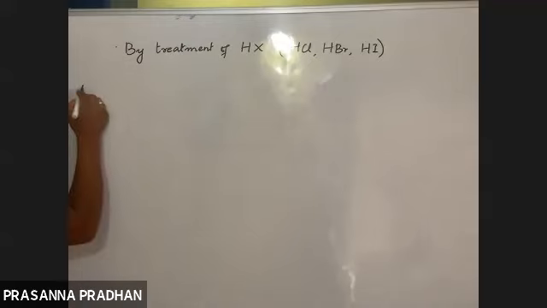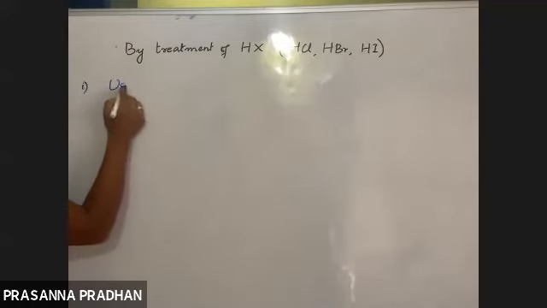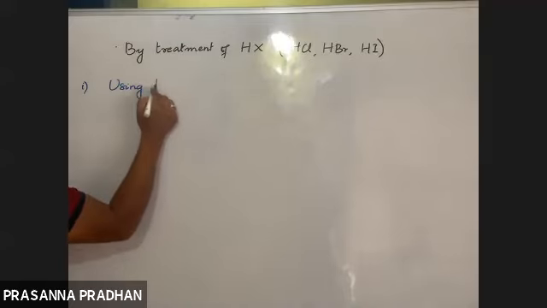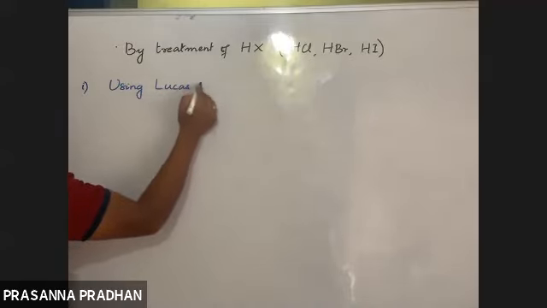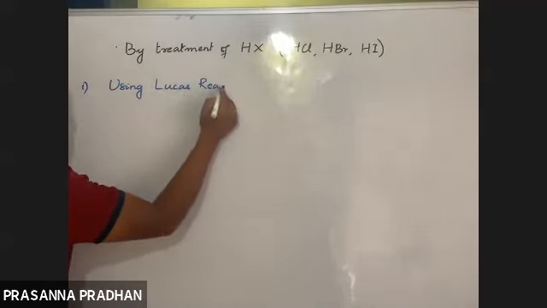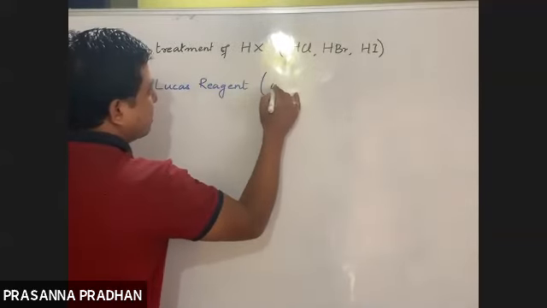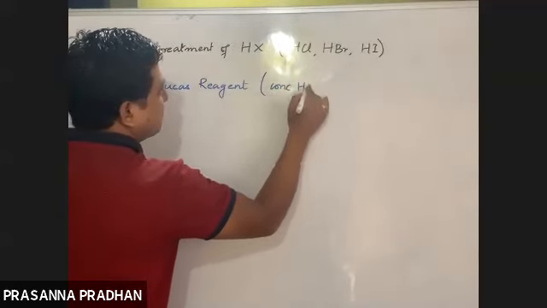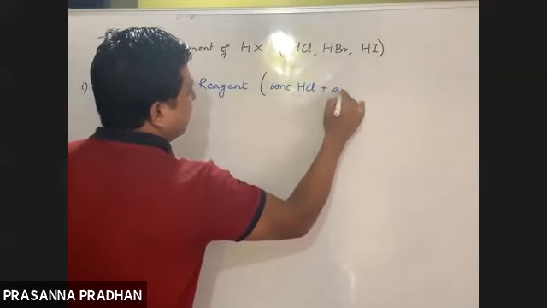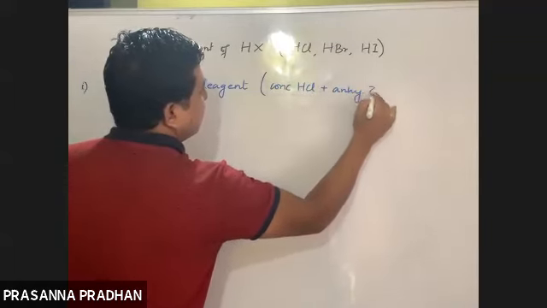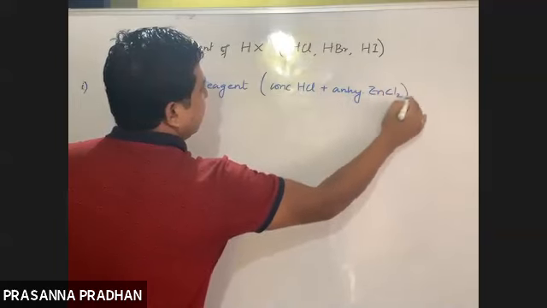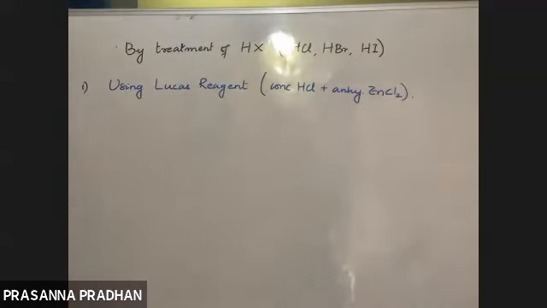Number one, by using Lucas reagent. So what is this Lucas reagent? Lucas reagent is a mixture of conc HCl and anhydrous zinc chloride. This mixture is known as Lucas reagent.